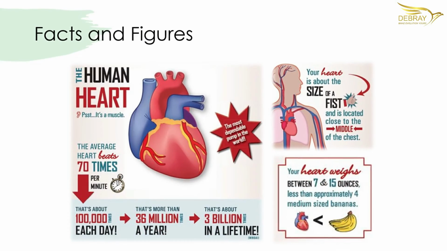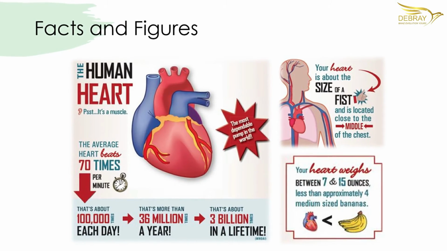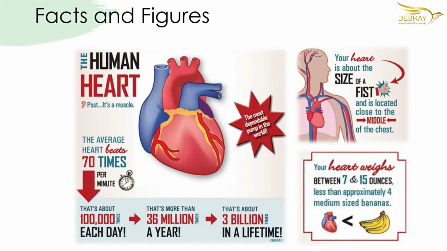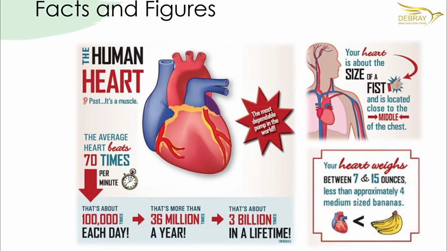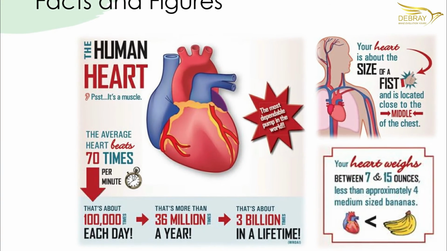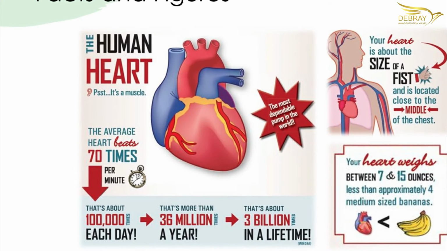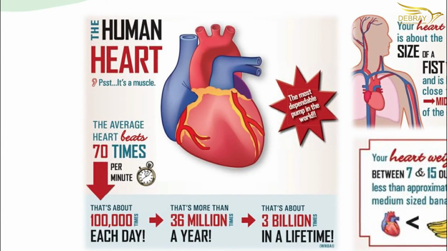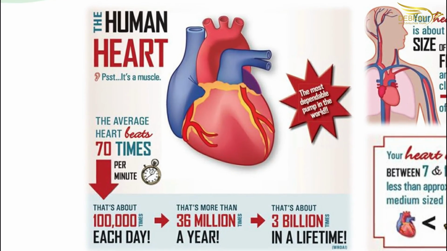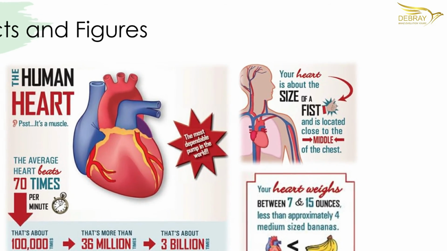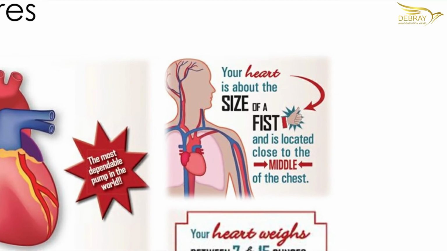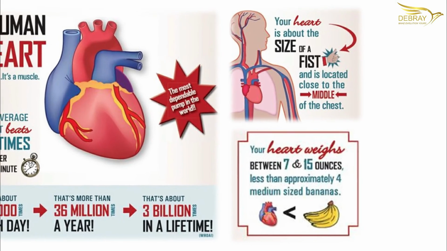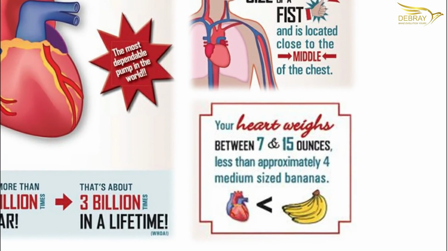The human heart, which is considered to be the most dependable pump in the world, on average beats 70 times in a minute, and that's about 100,000 times each day, which is more than 36 million times a year and 3 billion times in a lifetime on average, as per WHO, the World Health Organization. The heart is about the size of a fist and is located close to the middle of the chest and weighs between 7 and 15 ounces, which is less than approximately 4 medium-sized bananas.